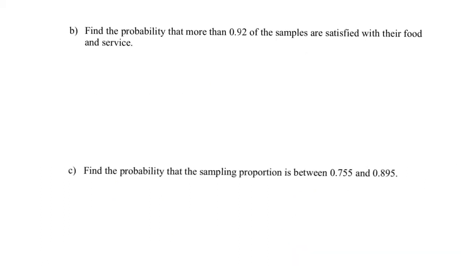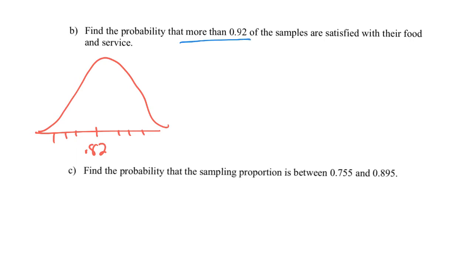Now B and C, we're using that same distribution curve. So 0.82, we won't draw this all in. You won't have to draw it for the test. For B, we want to find the probability that it's more than 0.92. So 0.92 would be right about here. So we want this larger area.